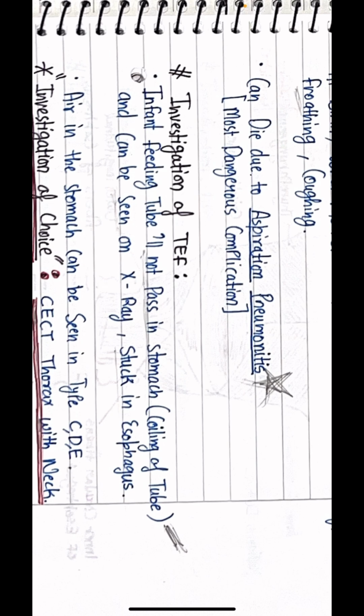But just try to imagine that if we insert a GI tube and esophageal atresia is there, the GI tube has to get coiled somewhere. Yeah, it will get returned, which will be very well seen on the X-ray itself. So you can suspect esophageal atresia already like this. So what is written here? Infant feeding tube will not pass into the stomach because of coiling of the tube and can be seen on X-ray stuck in the esophagus. And air in the stomach can be seen in type C, D and E. You are aware about it.